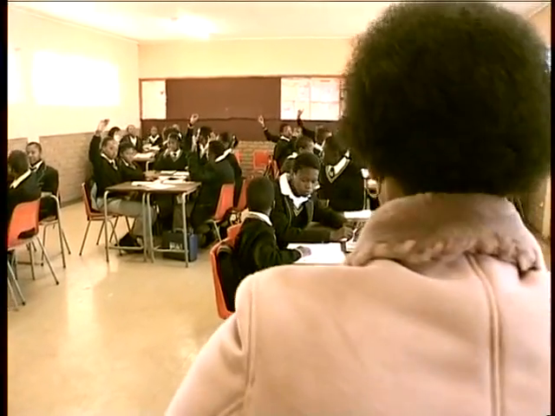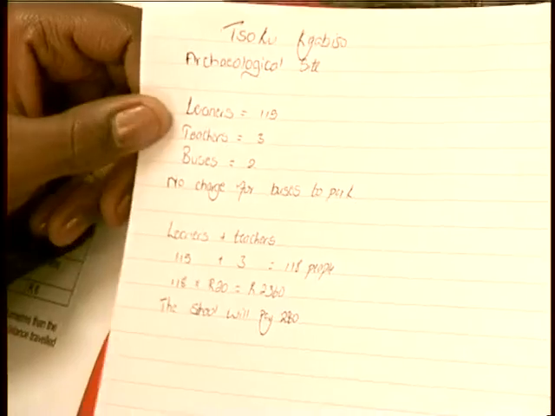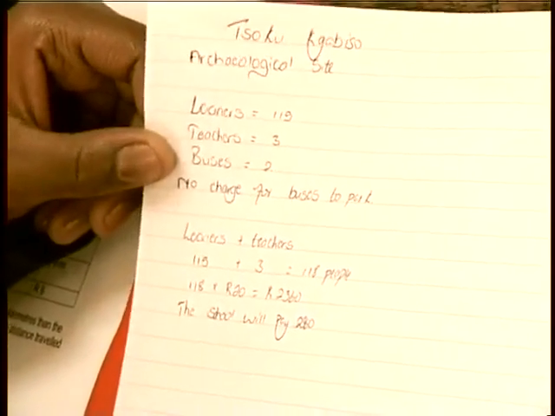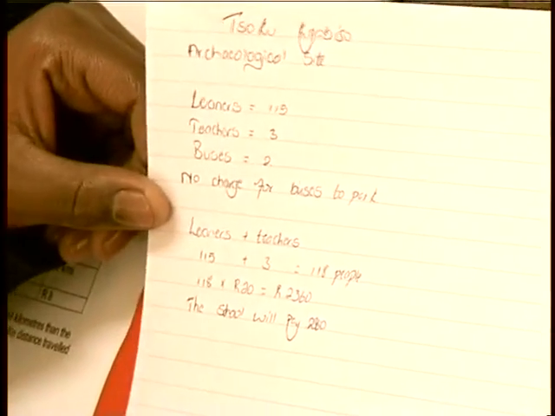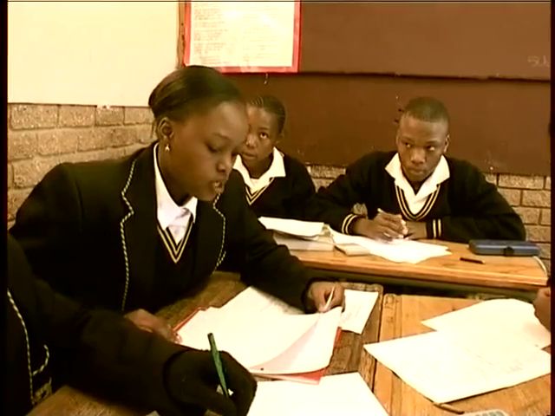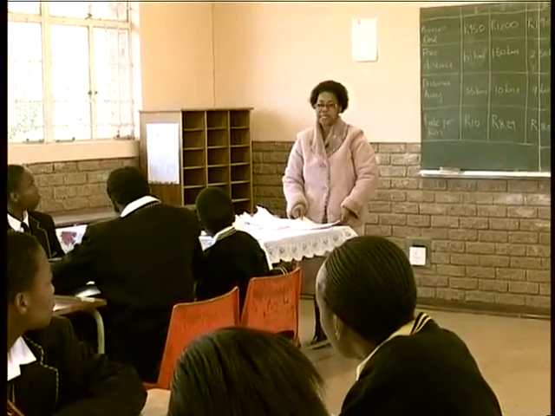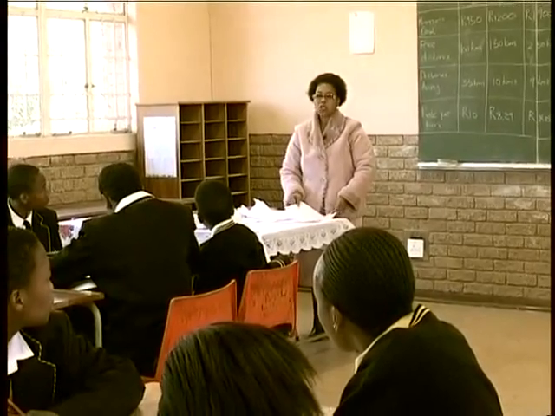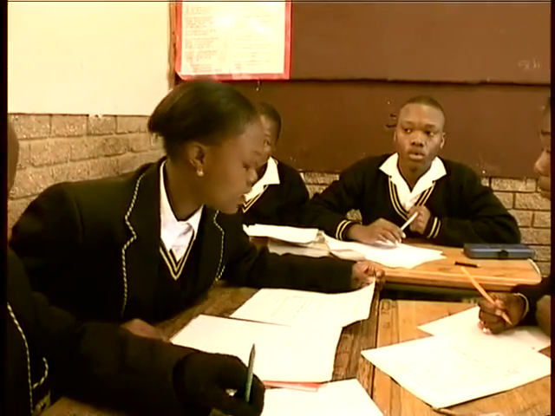Okay, on an archaeological site, learners are 115, and the teachers are 3, and the buses are 2. And there is no charge for the buses to pay. And learners plus teachers is equal to 118. And 118 multiplied by 20 is equal to 2,360. You said you have multiplied the number of people by 20. Why have you chosen to multiply by 20? Yeah, people who are more than 100 will pay 20 rand. Now we need to calculate the total cost for the zoo.